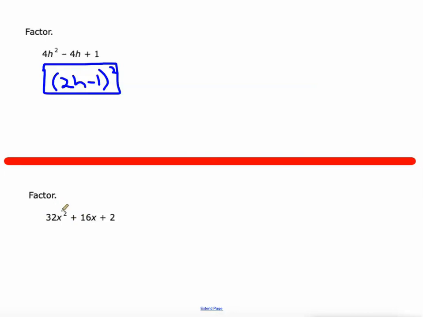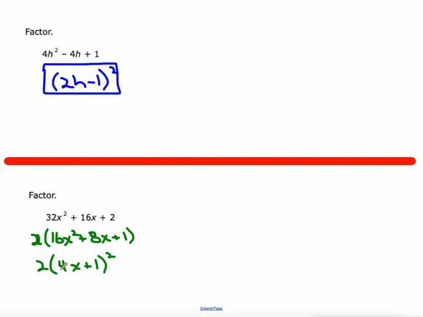It's not going to work here because 32 is not a perfect square. However, all three terms are divisible by 2, so let's start there. So let's go 2 times 16x squared plus 8x plus 1. And now we've got a trinomial that does begin and end with a perfect square, and the middle term is double the product of their square roots. Let me show you how. So 2 times 4x plus 1 squared.